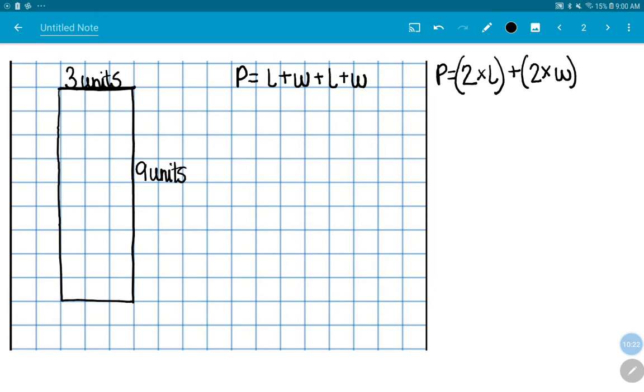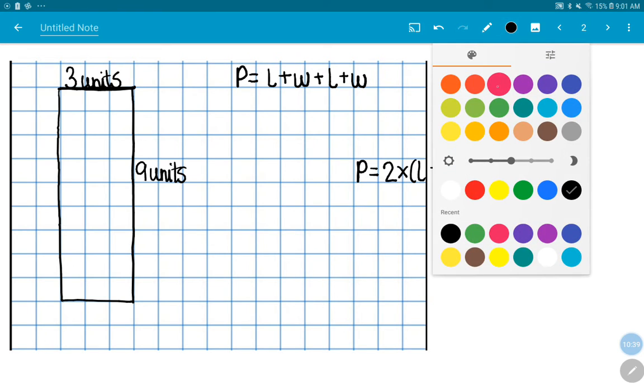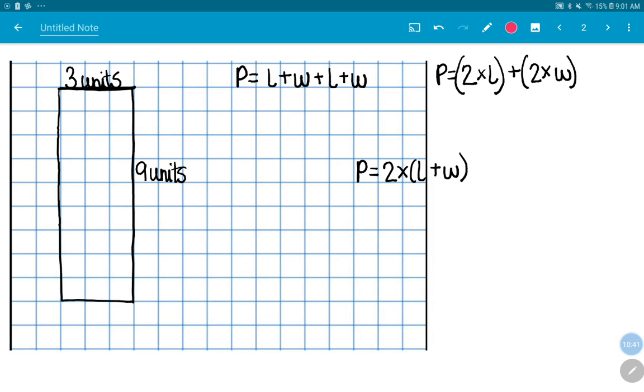Or there's one more way that I could find perimeter. I could also say perimeter equals 2 times the length plus the width. So we'll look at each one of those together. Okay, let's start with the first one.